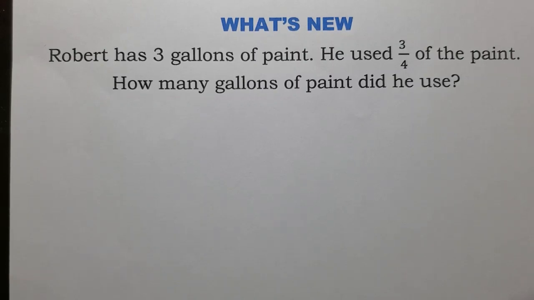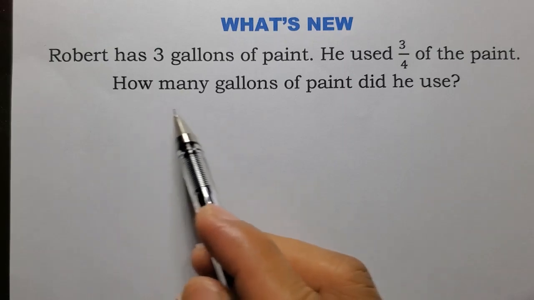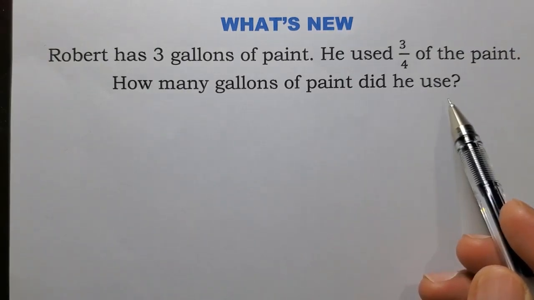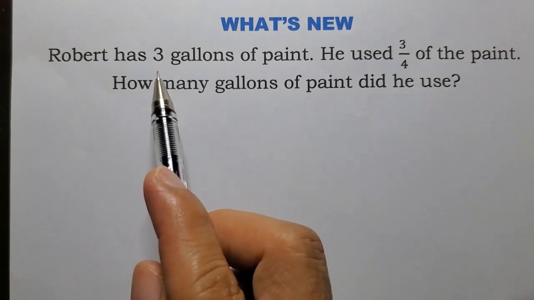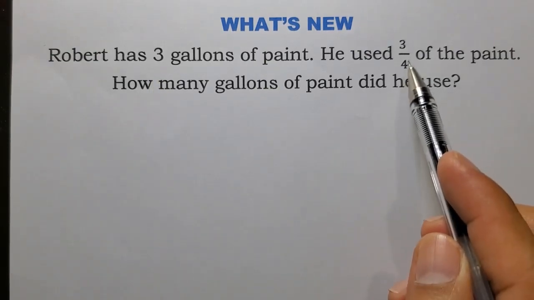In this problem, we always have to consider the steps in solving word problems. According to Polya, there are 4 steps. The first step is to know what is asked and what are given. This is understand. What is asked in this problem is how many gallons of paint did he use. And we do have given 3 gallons of paint and 3/4 of the paint.